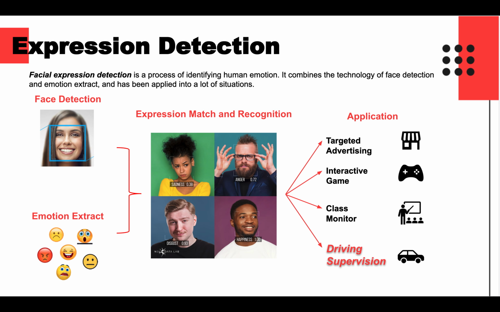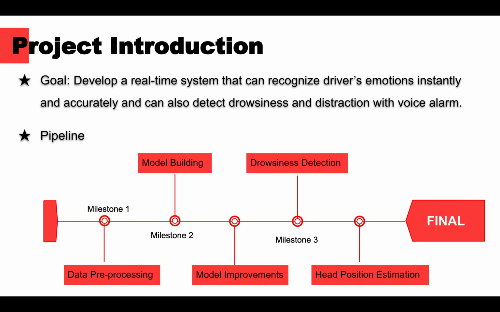Expression detection is a process of identifying human emotions. It combines the technology of face detection and emotion extraction. Currently, it has been applied in many situations. For our project, we want to combine the ideas of DMS and emotion detection and develop a real-time system that can track the driver's emotions and attention continuously.